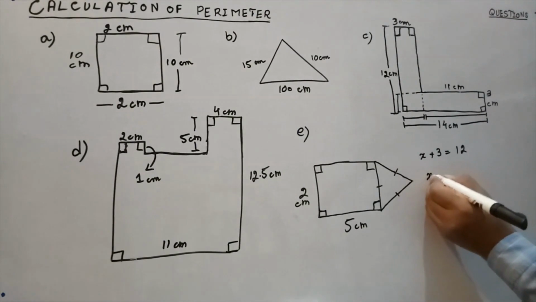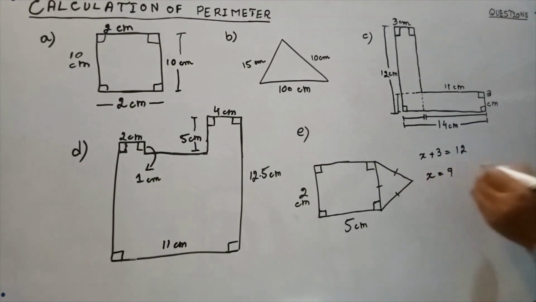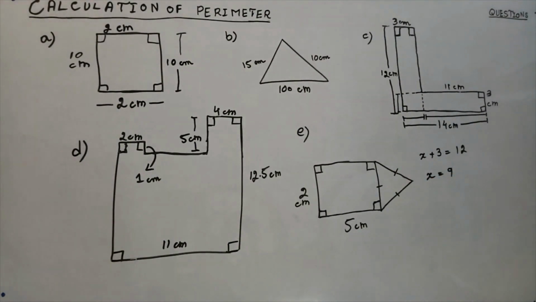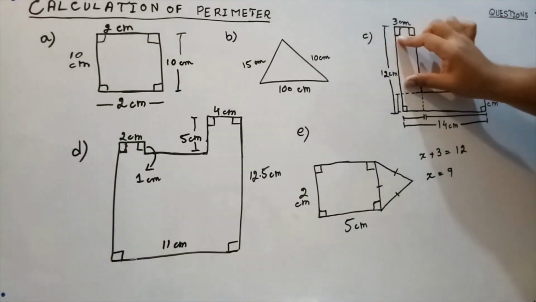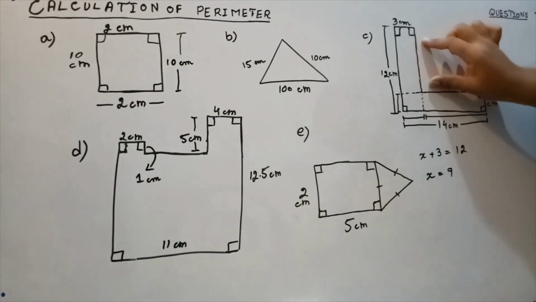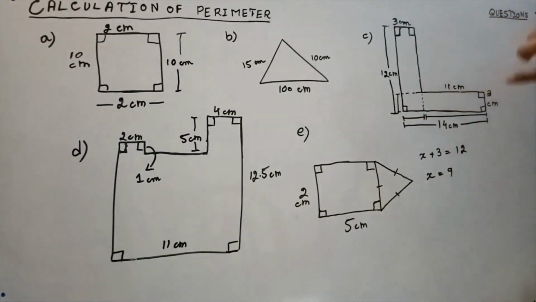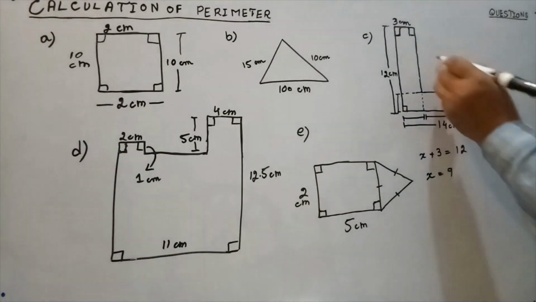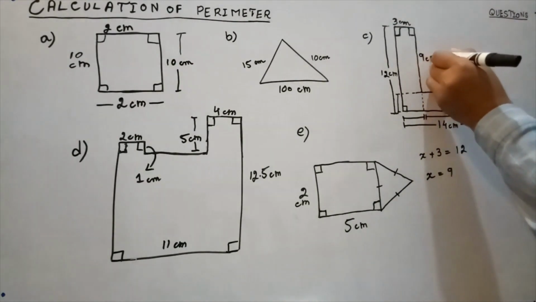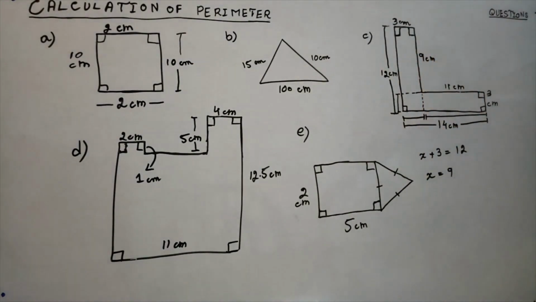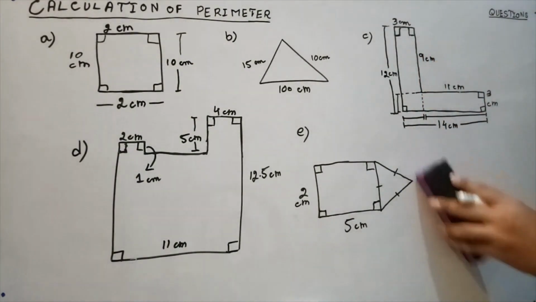So if I subtract 3 on both sides, here I will get 9. Here I will get x is equal to 9. It means that this one is 9 centimeters. So this one is also 9 centimeters, because here we have a rectangle also. Clear? So this one will also be 9 centimeters.